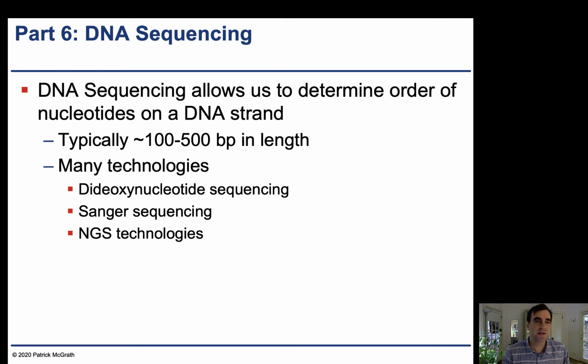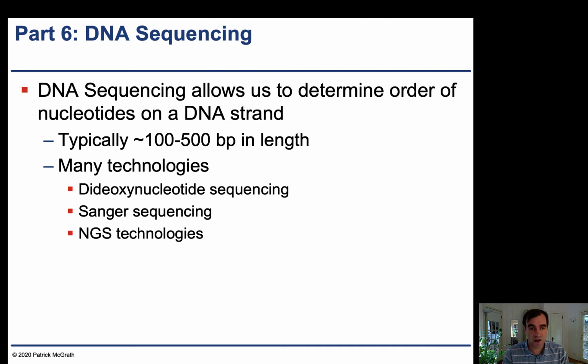All right, now we're going to turn to DNA sequencing. DNA sequencing is a modified form of PCR, at least how it was originally conceived of, that allows you to actually determine the order of the nucleotides on a DNA strand. Before we talked about looking at the size of a PCR product, but with a slight modification, you can now actually determine the nucleotide sequences.